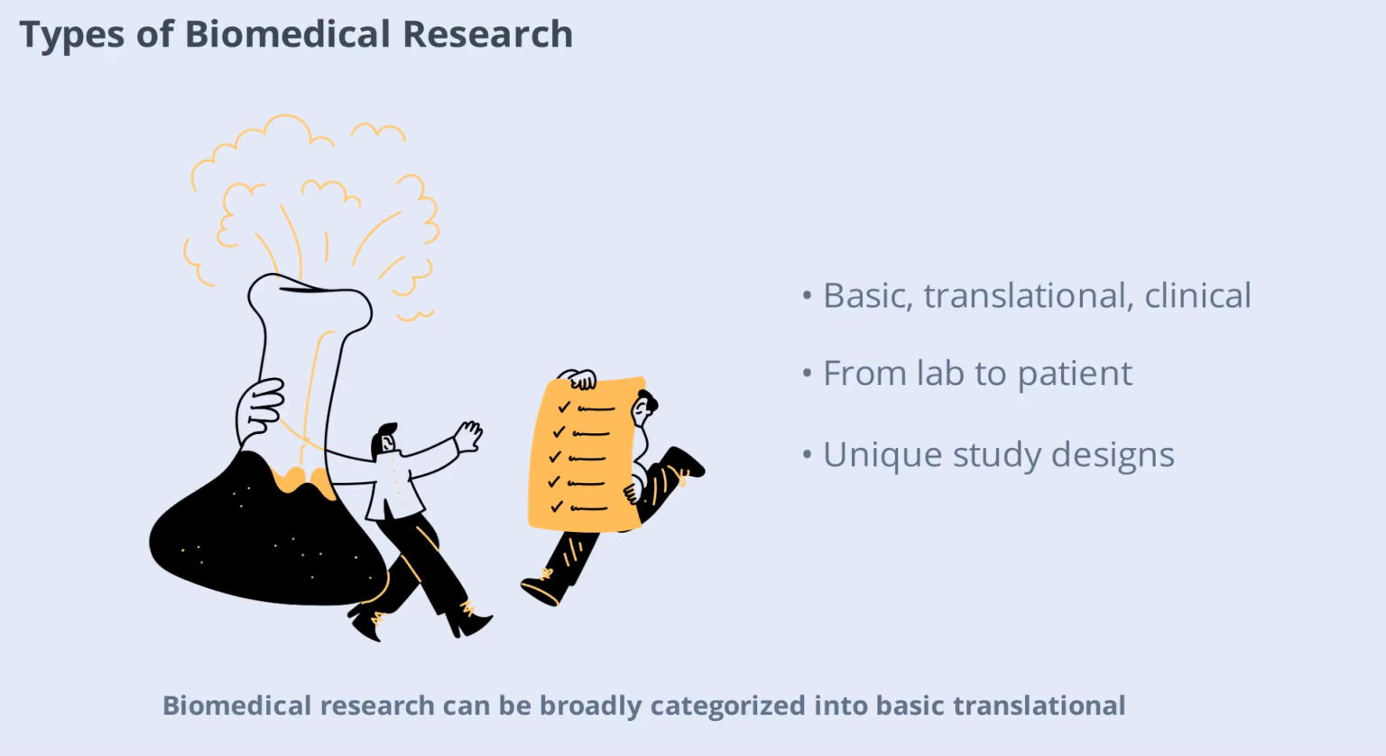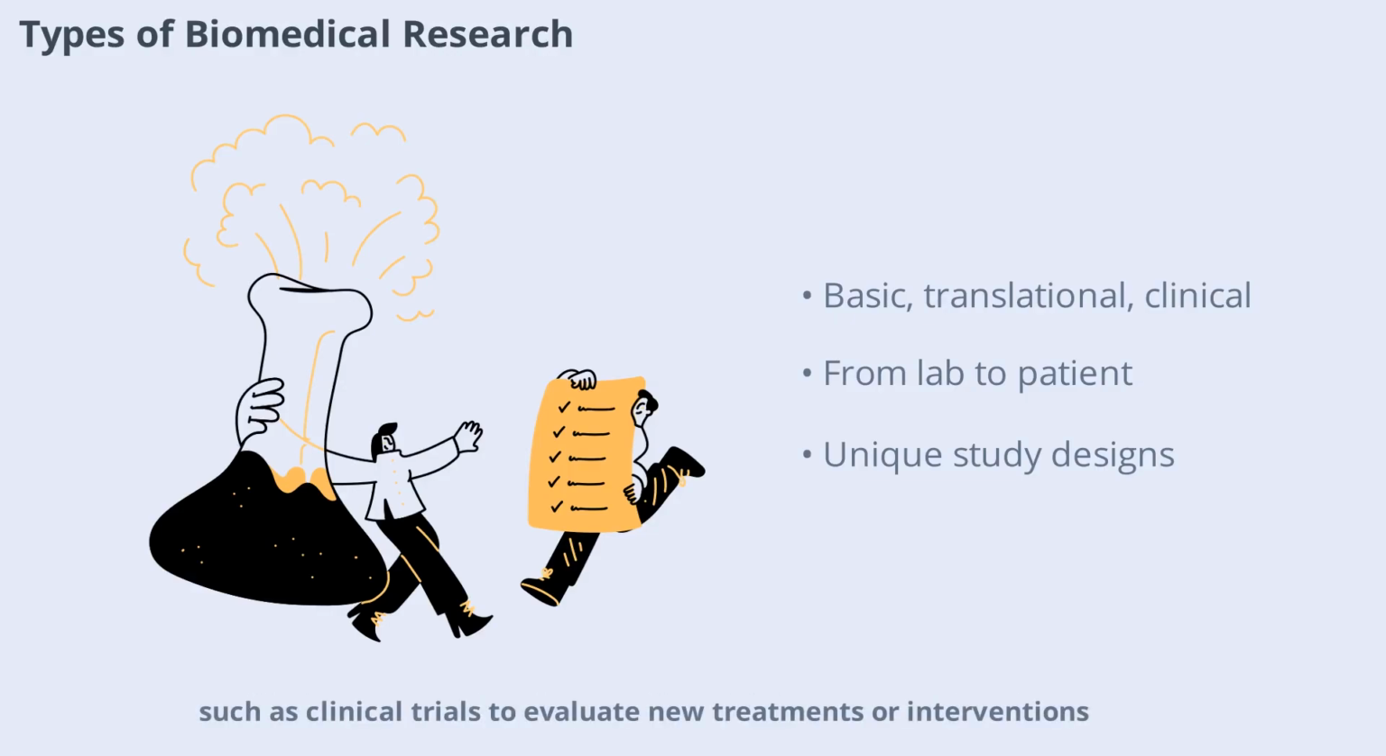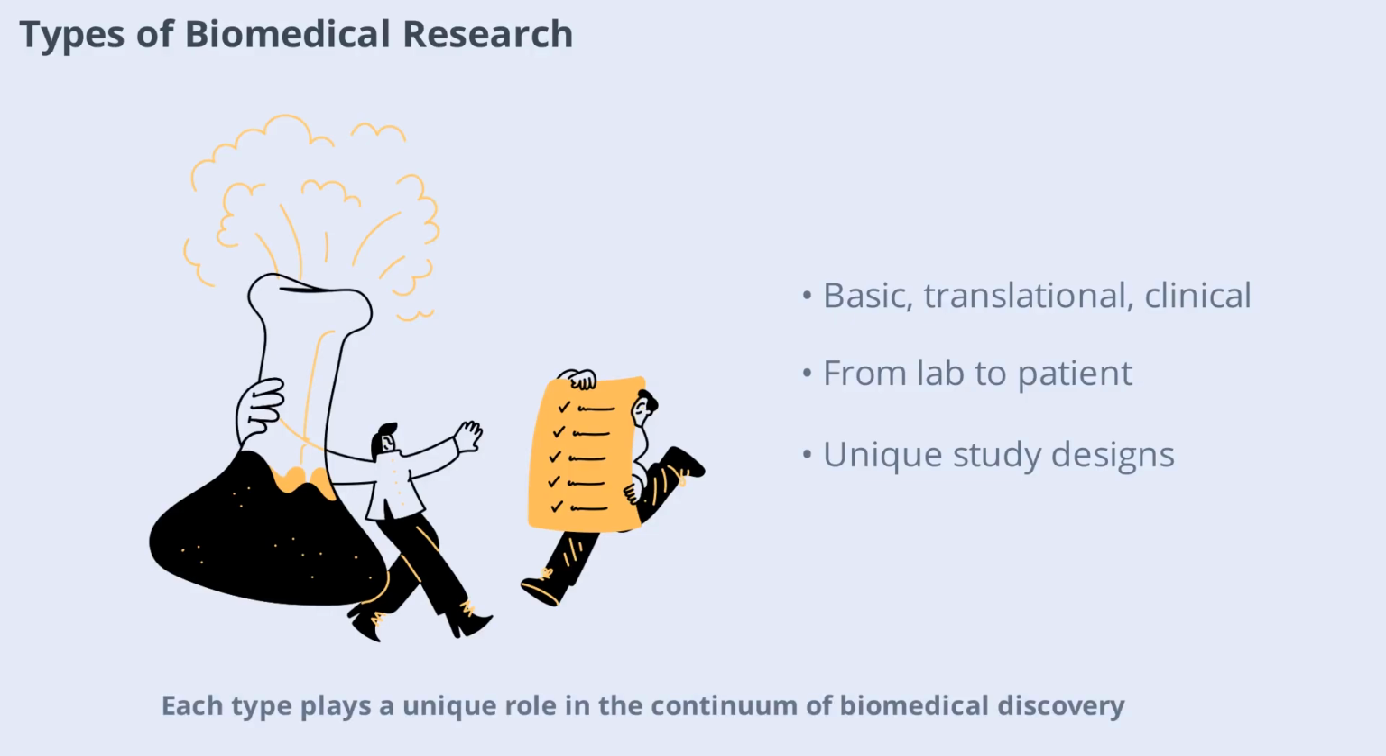Biomedical research can be broadly categorized into basic, translational, and clinical research. Basic research focuses on understanding fundamental biological mechanisms, often at the molecular or cellular level. Translational research bridges the gap between laboratory discoveries and clinical applications, aiming to move promising findings into real-world practice. Clinical research involves studies with human participants, such as clinical trials, to evaluate new treatments or interventions. Each type plays a unique role in the continuum of biomedical discovery, and understanding their differences is key to designing appropriate studies.